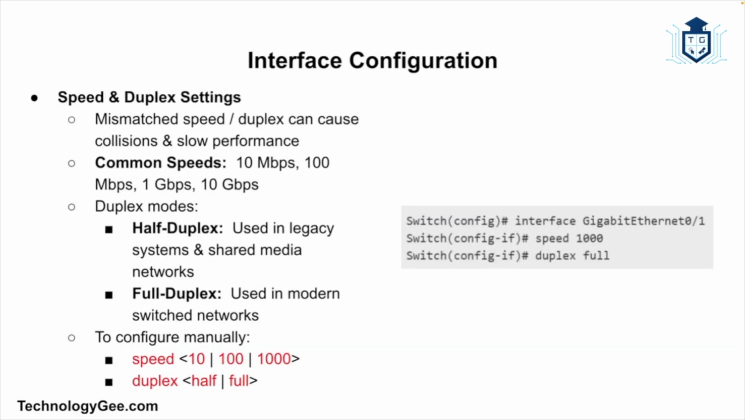And moving on, let's talk about speed and duplex settings. So interface speed and duplex settings must match to avoid network issues such as collisions and slow performance. And some common speeds are 10 megabits per second, 100 megabits, 1 gigabit per second, and 10 gigabit per second. Then within duplex modes, we have two types. You have what is called half duplex, and this is used in legacy systems and shared media networks. And then you have what is called full duplex mode, and this is used in modern switch networks. And to configure them manually, you would type in commands that look like this right here.